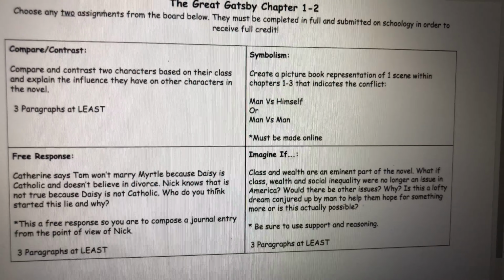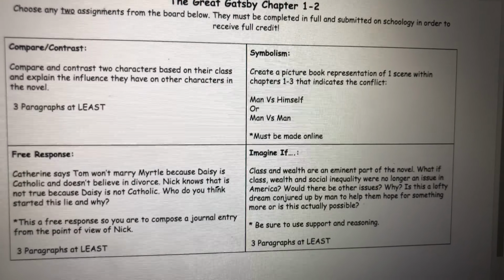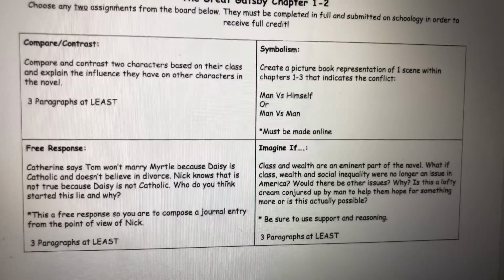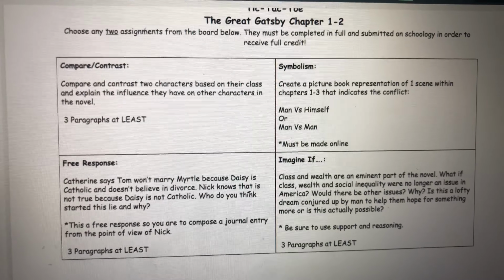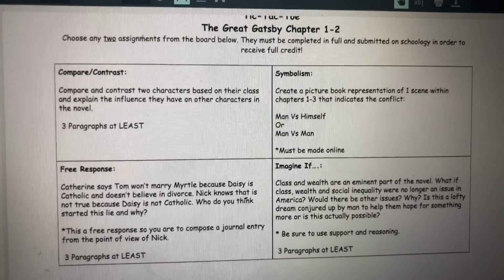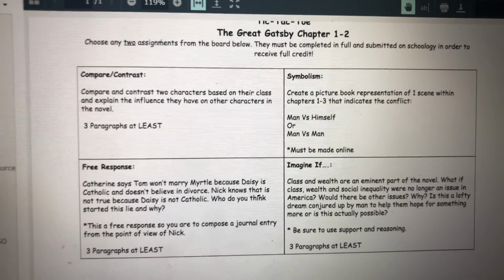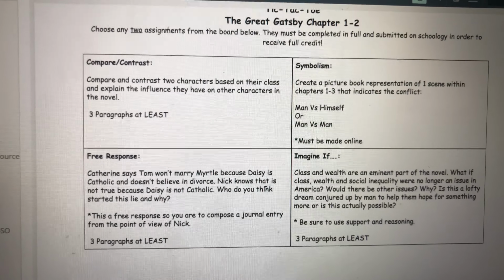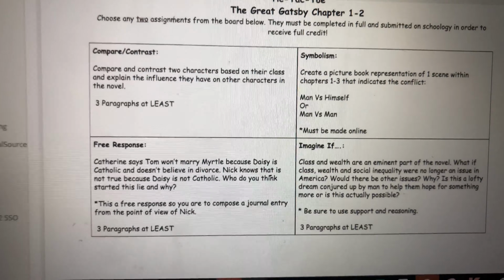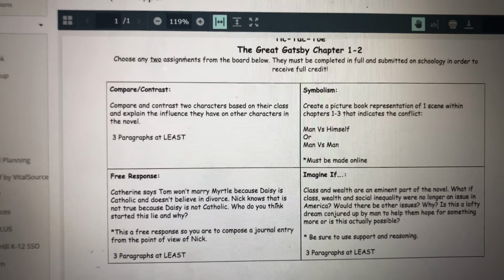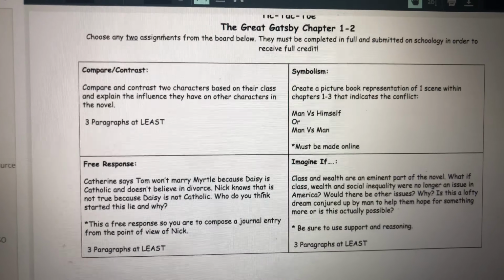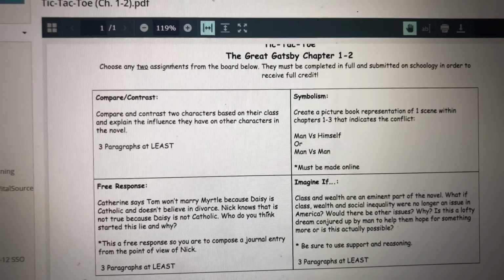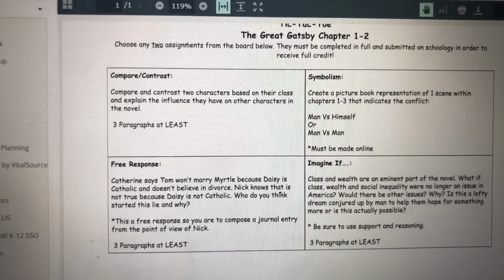When we were doing The Crucible, we talked about what conjuring means. So think back on that last semester. Get on Google, get on a dictionary, do what you need to do. So is this a lofty dream conjured up by man to help them hope for something more, or is this actually possible? Be sure to support your reasoning. Of course, this is your own idea or perception of class and wealth. There's not really a right or wrong answer. This is all your opinion. Just make sure you have 3 paragraphs.